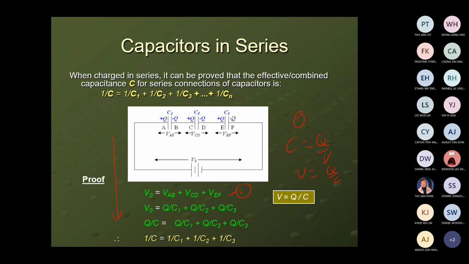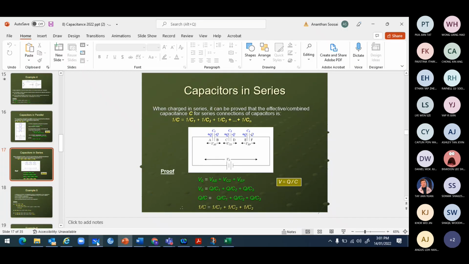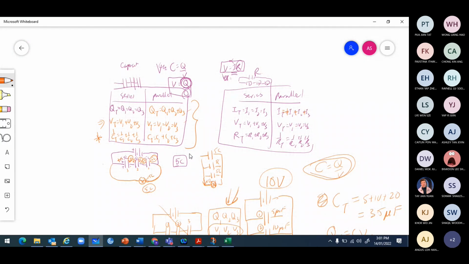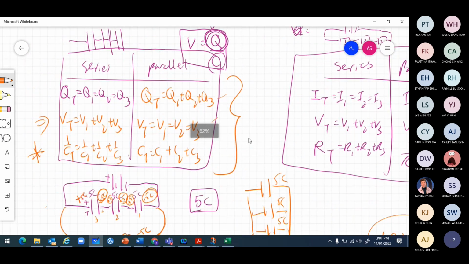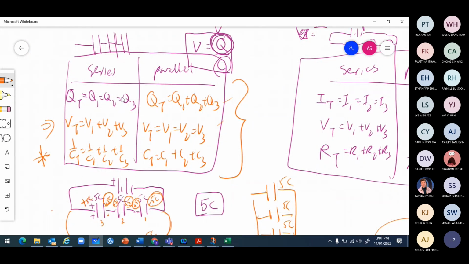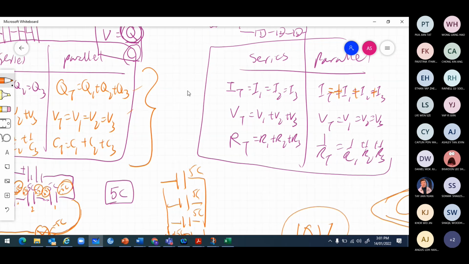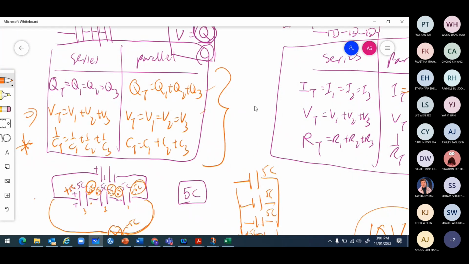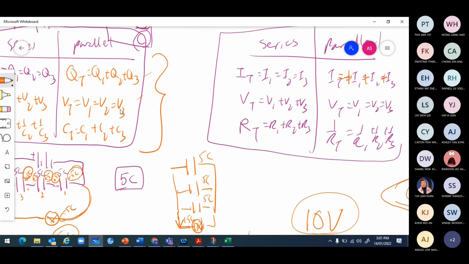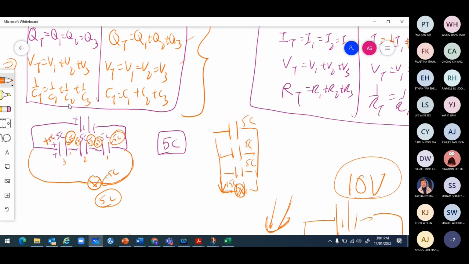So the derivation we have to know. The conclusion is, this is the formula you have to remember. Charge is exactly the same as your current in the resistor. Instead of current, now it's going to be charge for the capacitor. The voltage formula remains, but the resistance is now replaced with capacitance, but the other way around.